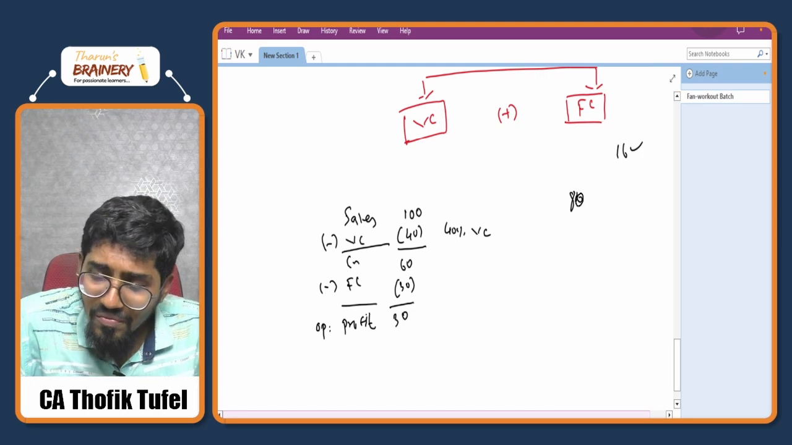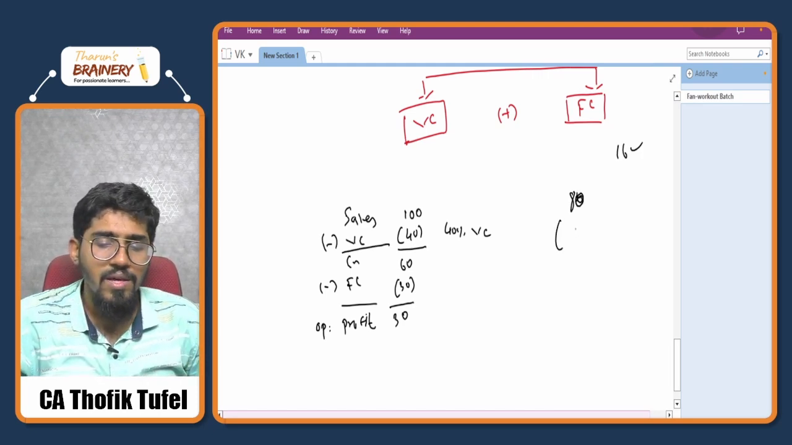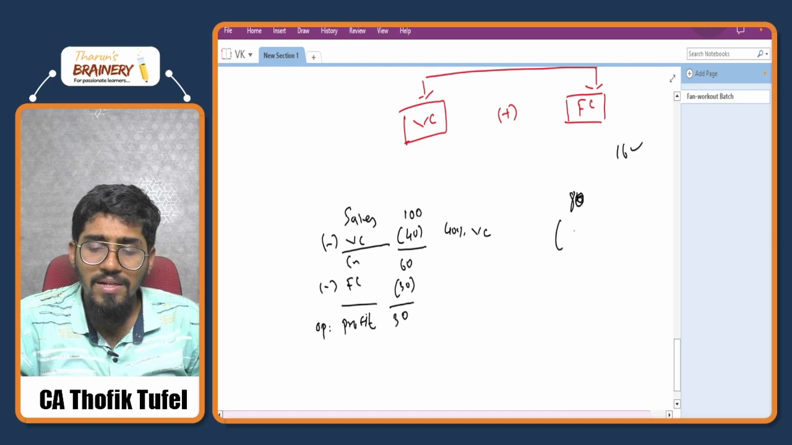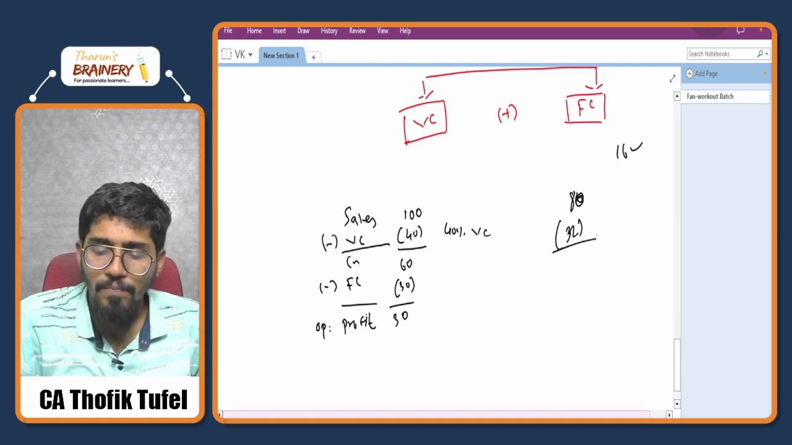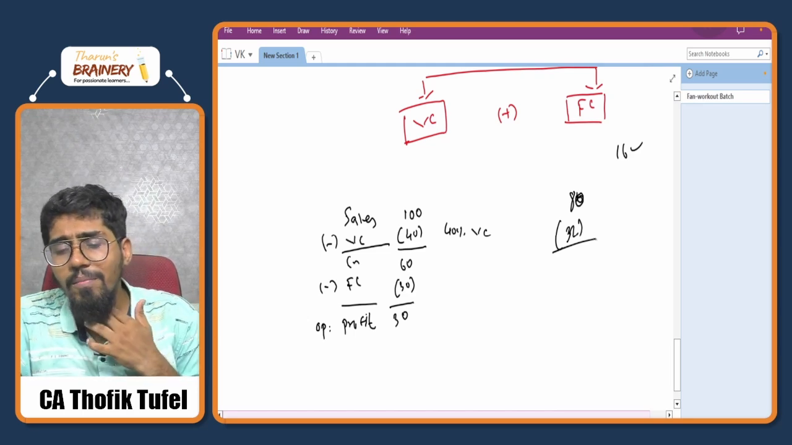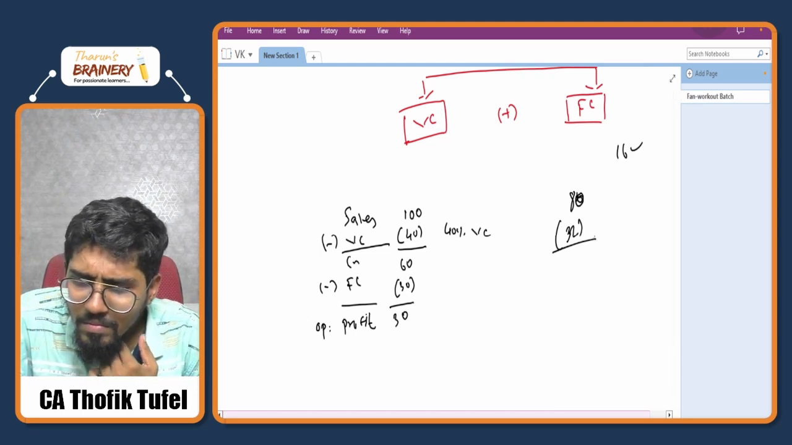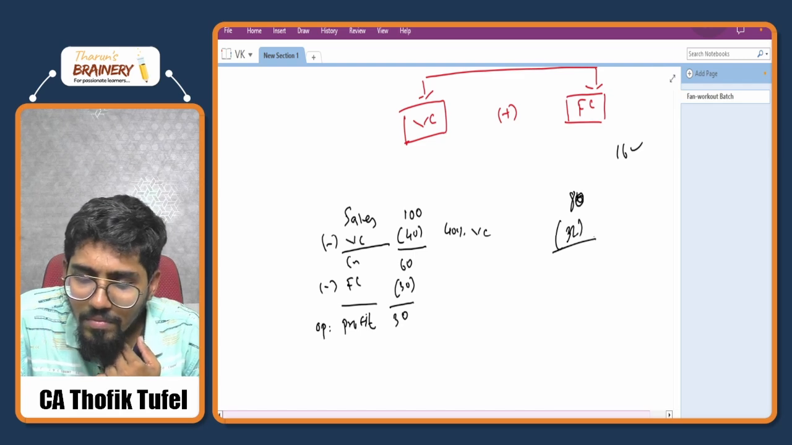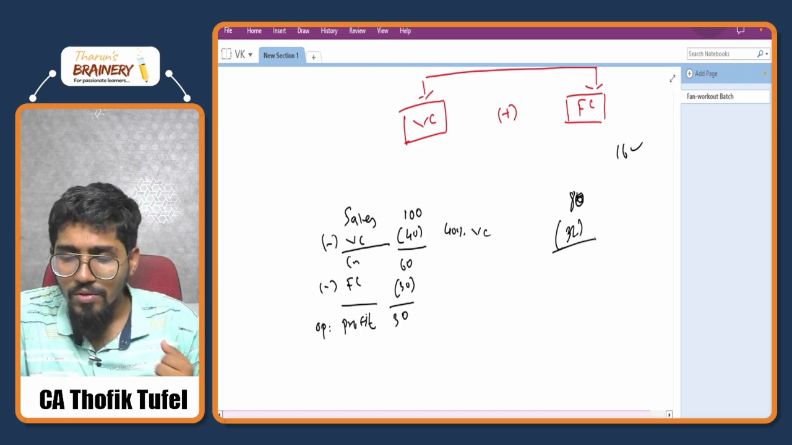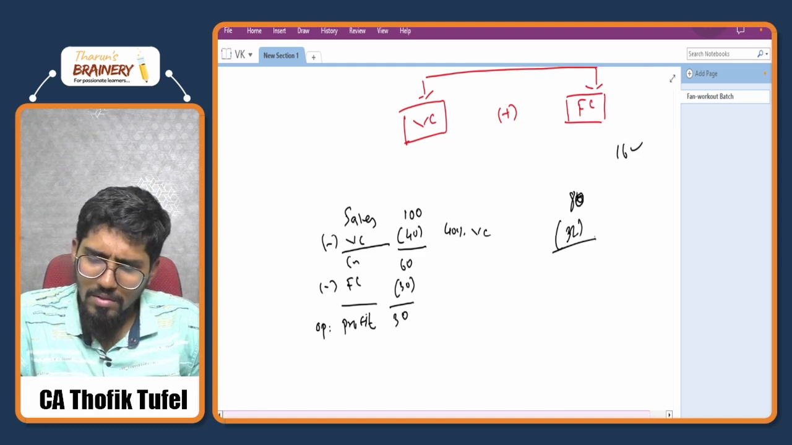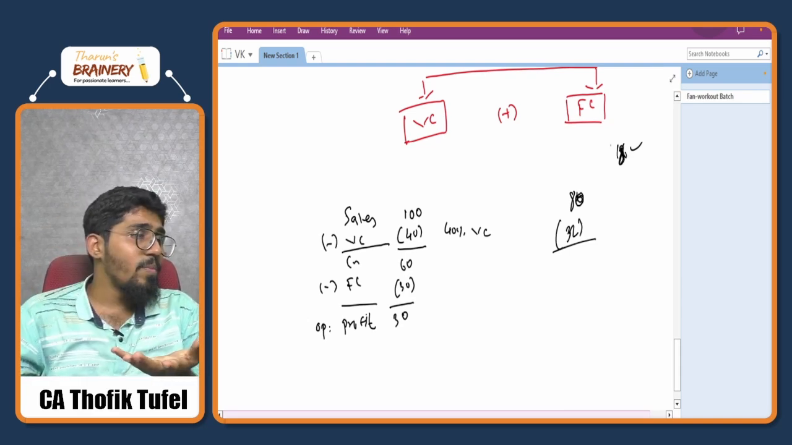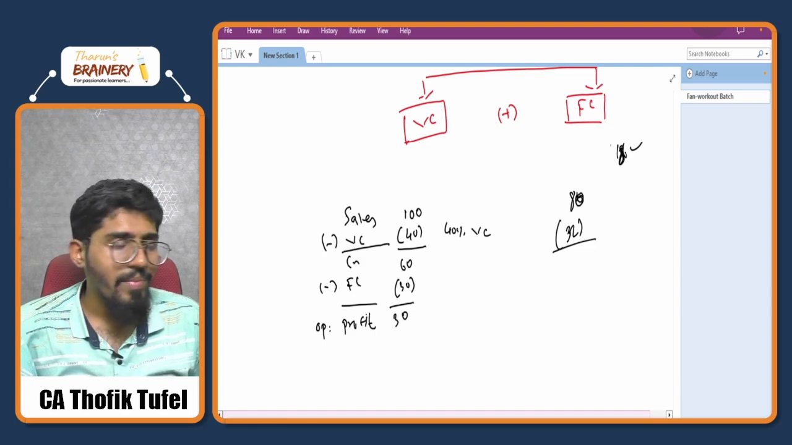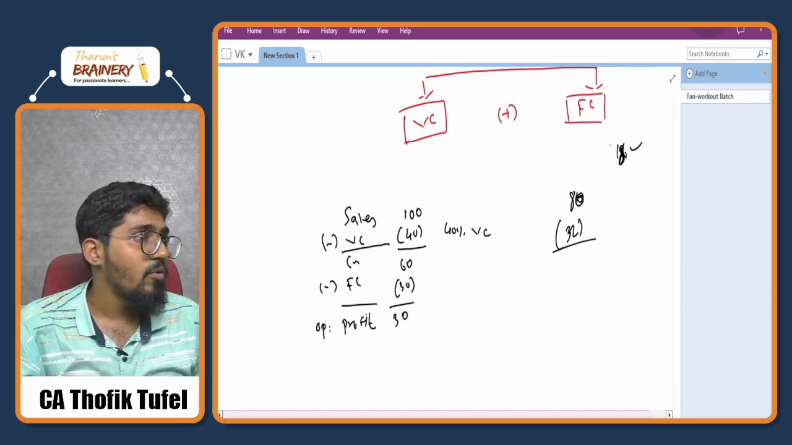Let us check. If 80 rupees is my sales, how much is my variable cost? 40% of 80. What is 40% of 80? 32. So 32 rupees. 6, 6, 12, 6, 12, 18, but not 16. Okay, 18. 6 rupees for one more 10, 6 rupees for one more 10, so 18 rupees will be my profit. So we are just checking whether the profit is 18 rupees or not.